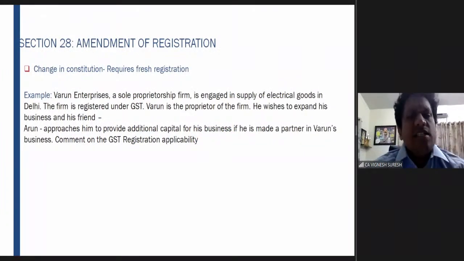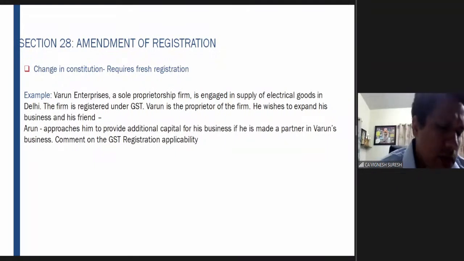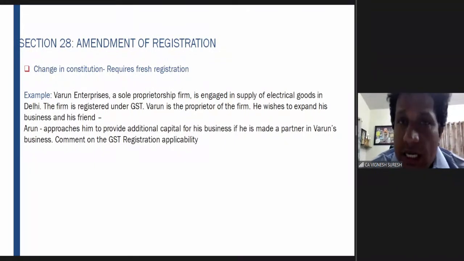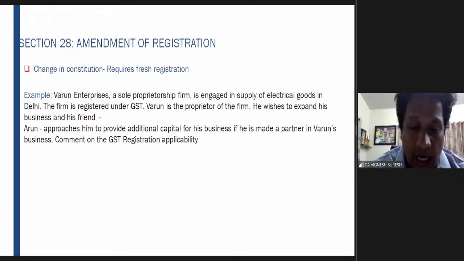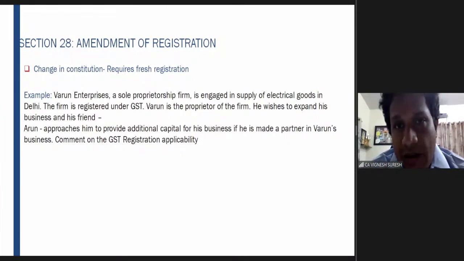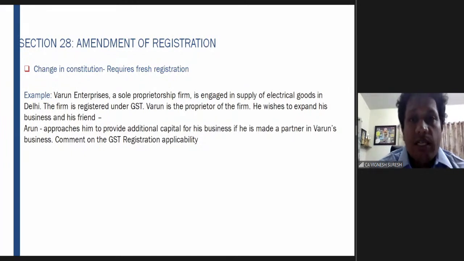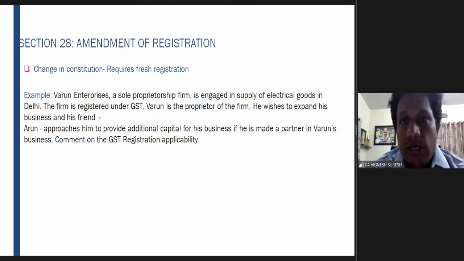Then, change in the constitution, you require a fresh registration. Very, very simple. Now, what do you mean by change in constitution? Change in constitution is when a proprietorship firm becomes a partnership firm, or a partnership firm becomes an LLP or a private limited company. So in this case, what is happening? The constitution itself is changing. So when a constitution changes, there is no question of filing of amendment. The entire registration needs to be applied afresh.